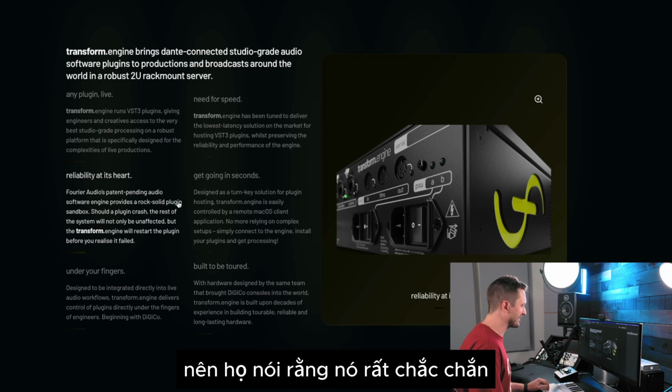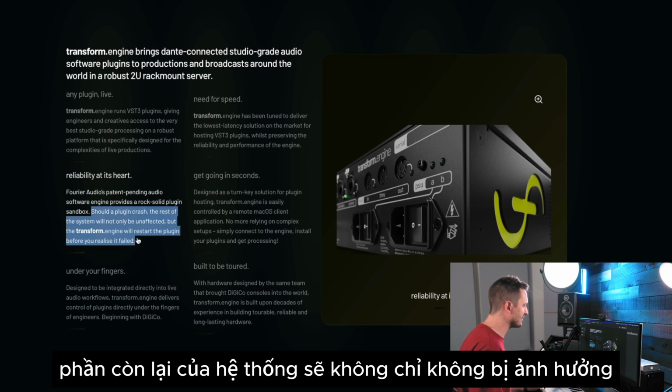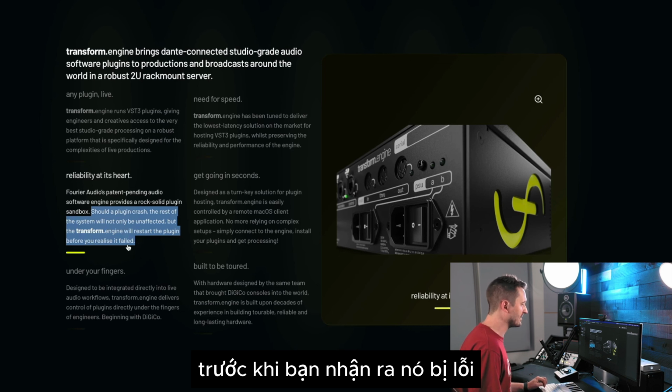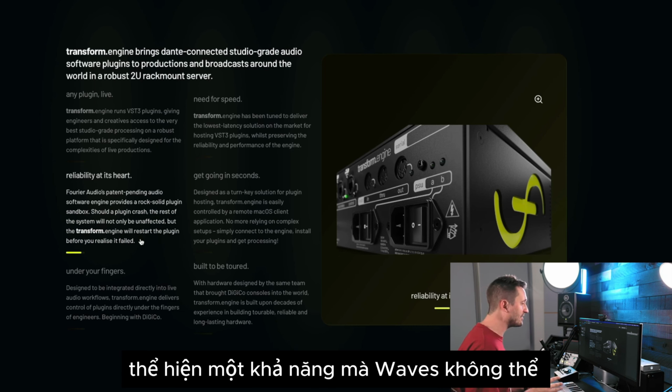So they're saying it's a rock-solid plugin sandbox. Should a plugin crash, the rest of the system will not only be unaffected, but the Transform Engine will restart the plugin before you realize it failed. That's a pretty huge claim. That's definitely something that Waves cannot do.